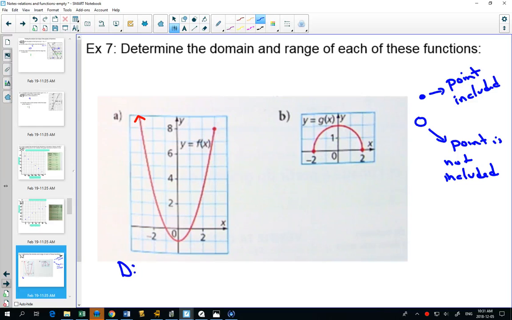But when we look at the maximum value, we can see that it stops here at 3. So you have every x value from negative infinity all the way up to 3. How do we show that for our domain?